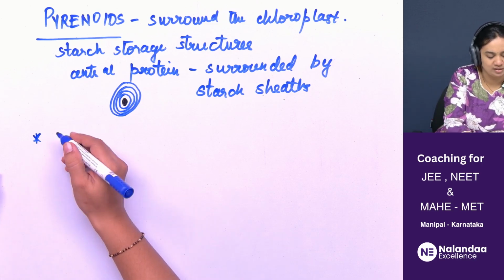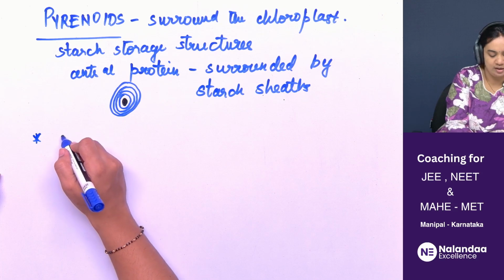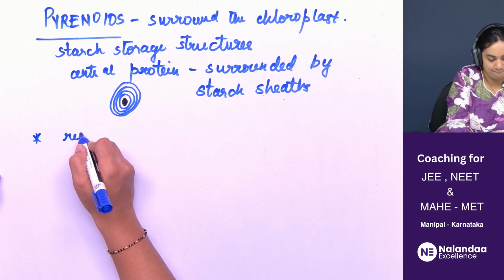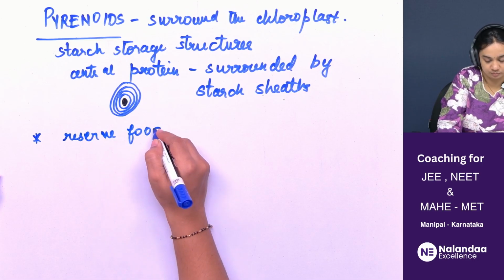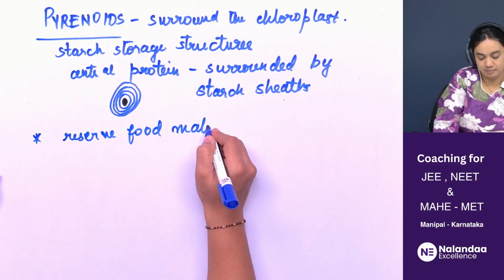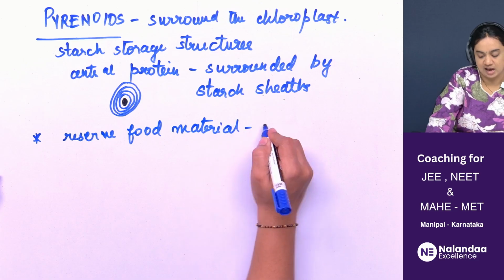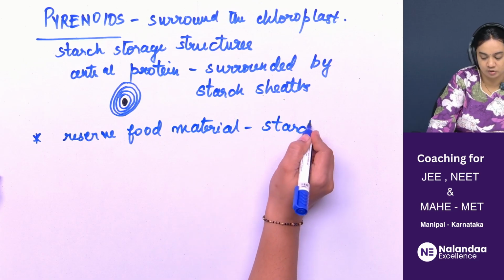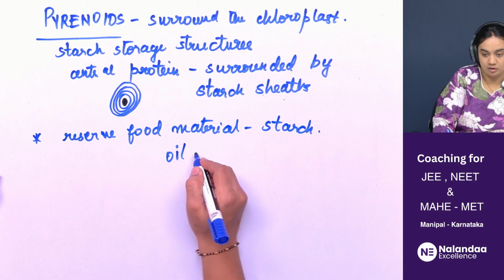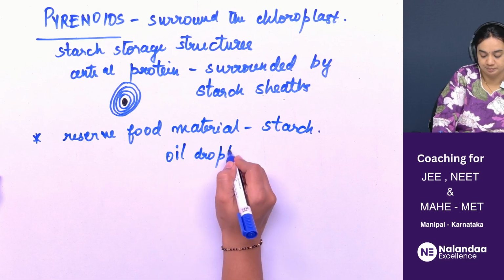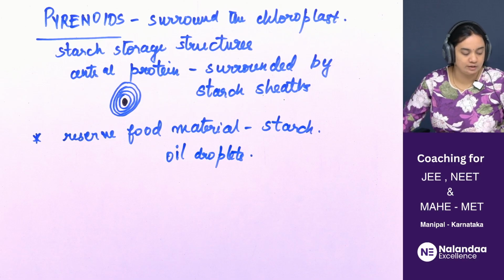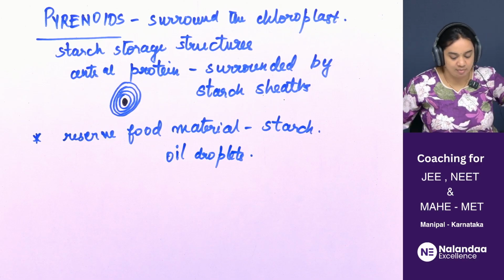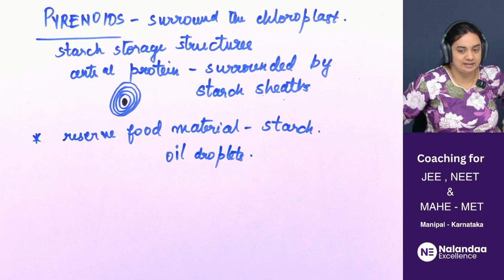Then we do have other storage materials. The general reserve food material is starch, but other than this, we can also have oil droplets. Some forms will also show oil droplets. So this is about reserve food material. Is this clear?